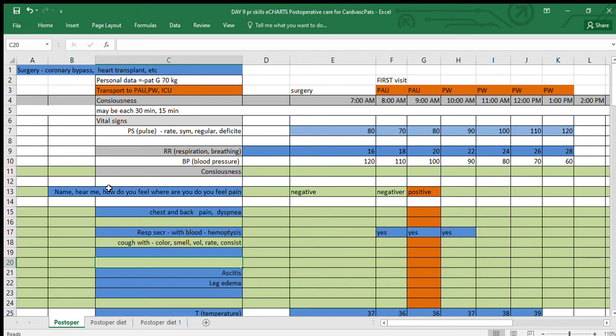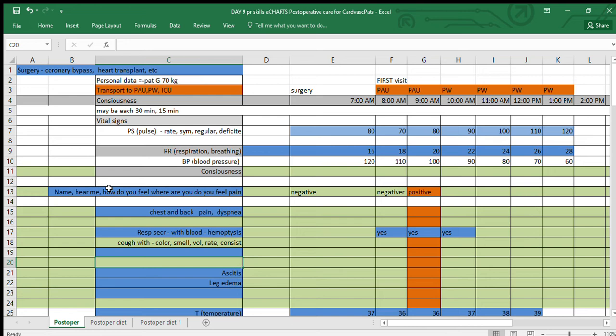Then we need to check if our patient is coughing. If our patient is coughing, is there blood in the sputum, the color of it, the smell, the rate, its consistency, and the volume that is being excreted at a time.